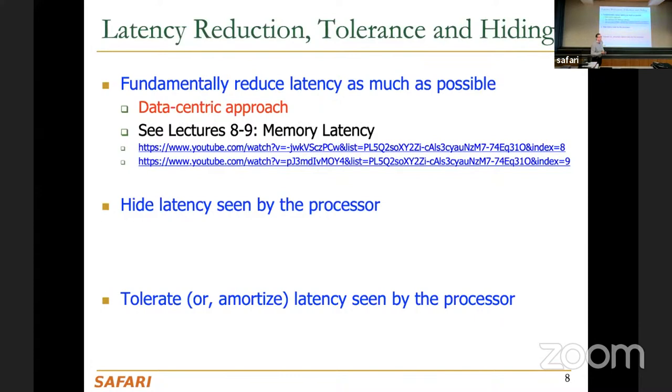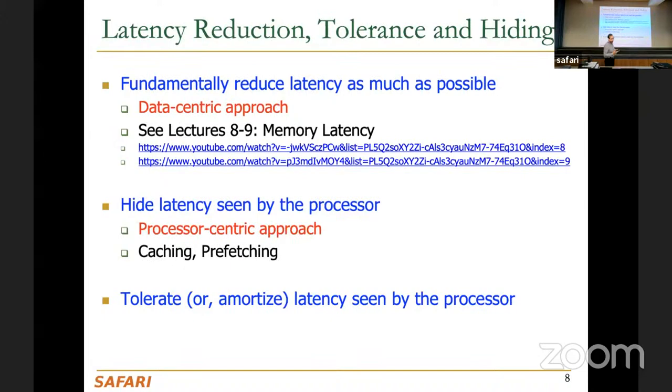And we've already had lectures on this. Part of lecture 8 and part of lecture 9 was on memory latency, and you can find them if you forgot, but we talked a lot about this. But there are two other ways of handling latency. One is hide the latency seen by the processor. You have a compute unit and you need to bring data to it. Hide the latency. So how do you hide the latency?